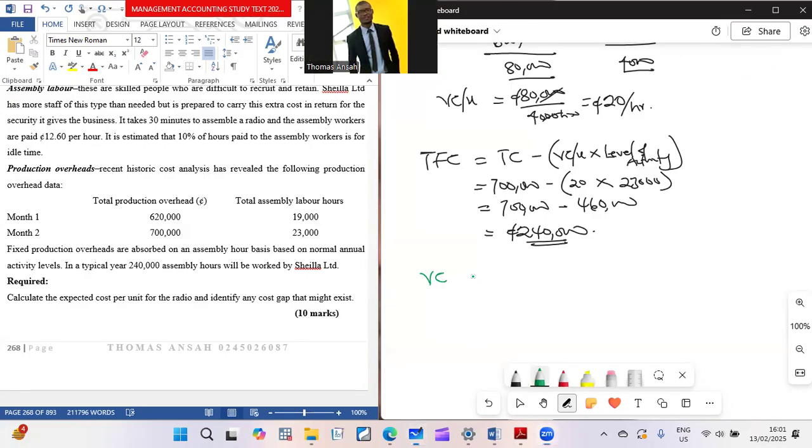So variable cost, which moves with production. Variable cost always moves with production. So variable cost is going to be based on the number of production that is going to happen. All right, so the variable cost is 20 cedis per hour multiplied by what is the level? What do we need? I think we saw it here.